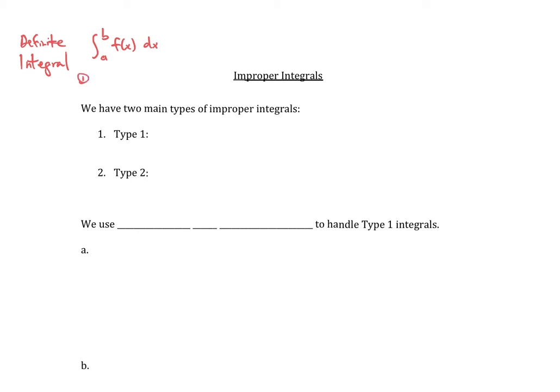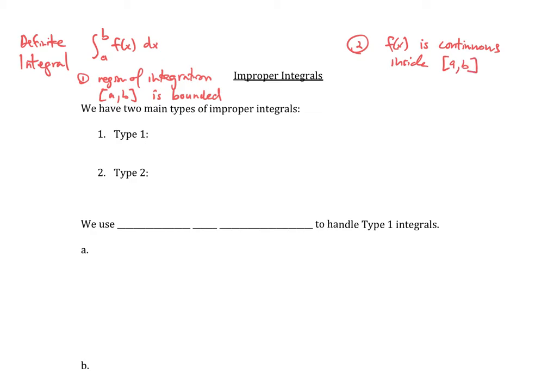The first thing was that our region of integration, that region was the interval AB. This is bounded. When I say bounded, I mean that interval is of fixed length. It's not of infinite length, okay? The second thing I want you to notice is that f of x is continuous inside that region of integration AB, okay?